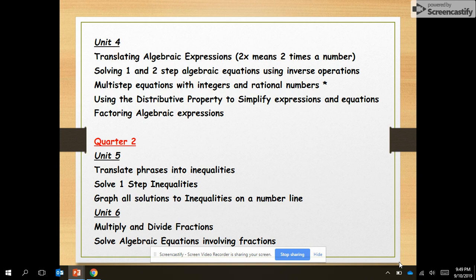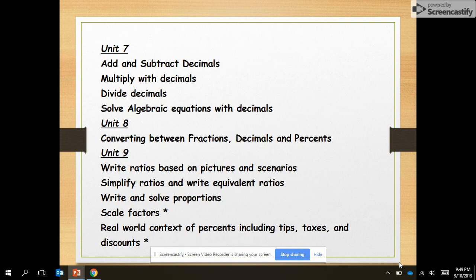We move on to quarter two. And in Unit 5, we talk about translating phrases into inequalities. We solve one-step inequalities, and we graph all solutions to inequalities on the number line. And then we multiply and divide fractions in Unit 6, as well as solve algebraic equations involving fractions. In Unit 7, we add, subtract, multiply, and divide decimals, as well as solve algebraic equations with decimals. And then in Unit 8, we convert between fractions, decimals, and percents.